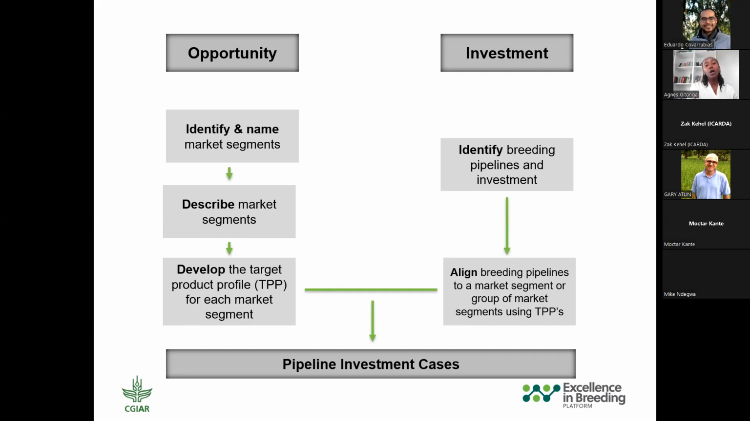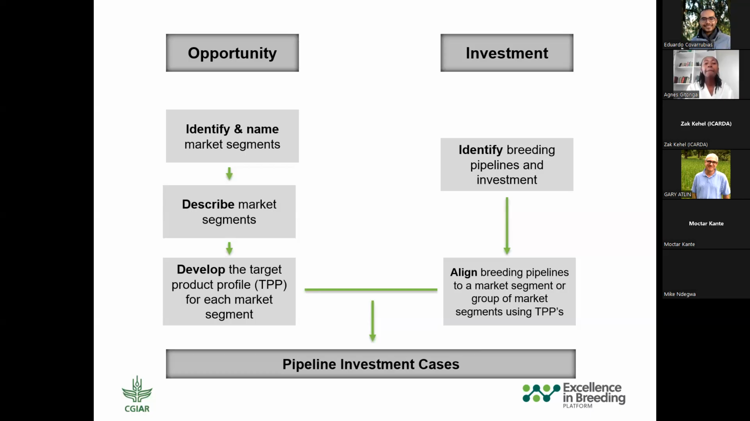What is also critical to understand at this point is the target product profile. For every market segment that we've been able to identify, we develop a target product profile, which describes the traits that will be required to meet the specific needs identified for every market segment. And the other side of the chart is the investments.